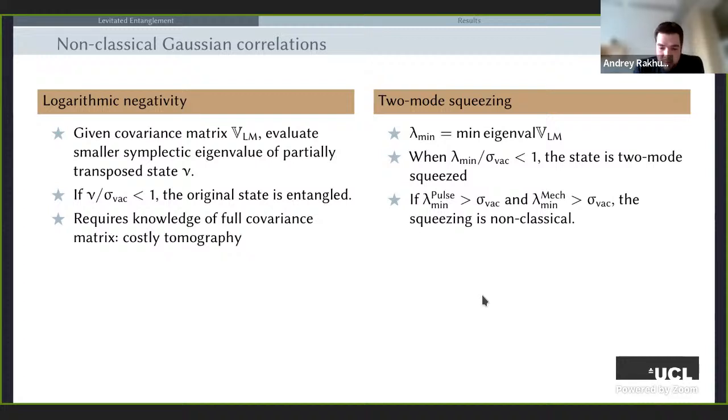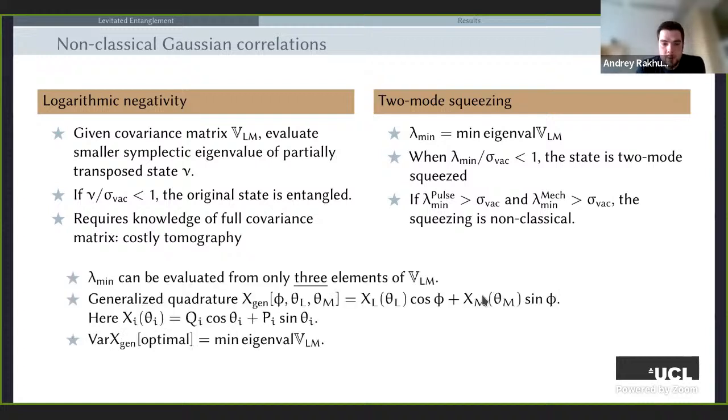What is important about this minimal eigenvalue is that it can be recovered from knowing only three elements of the covariance matrix. So we can think of a generalized quadrature of a bipartite system, which is written as a weighted sum with these weighting factors, cosine and sine, of certain quadratures of each of the participating modes, where these are quadratures written in some certain optimal basis. If we figure out this optimal basis, then the variance of this generalized quadrature is going to be equal to the minimal eigenvalue of the covariance matrix and will directly show us the non-classical correlations if this variance is below the shot noise level.